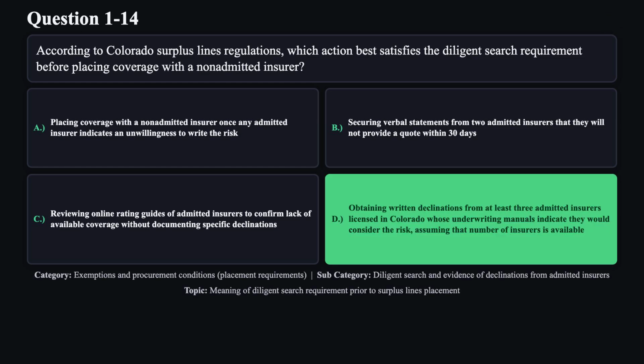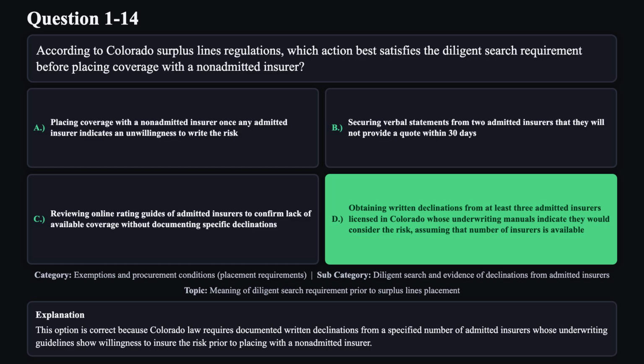The correct answer is D. This option is correct because Colorado law requires documented written declinations from a specified number of admitted insurers whose underwriting guidelines show willingness to insure the risk prior to placing with a non-admitted insurer.